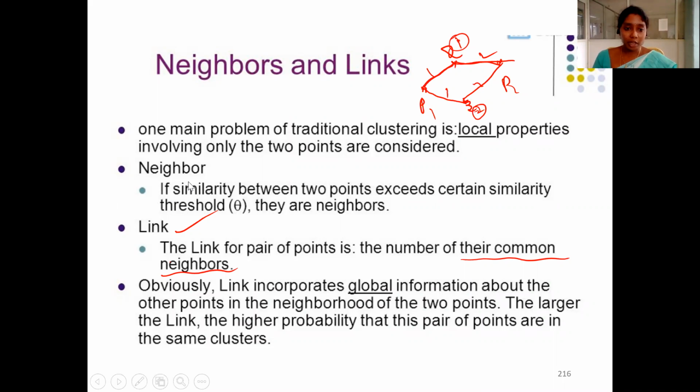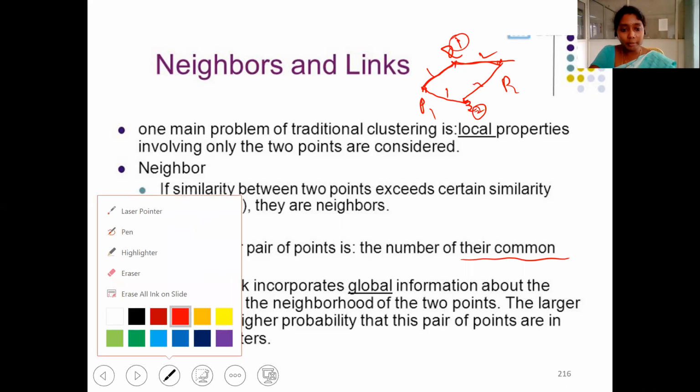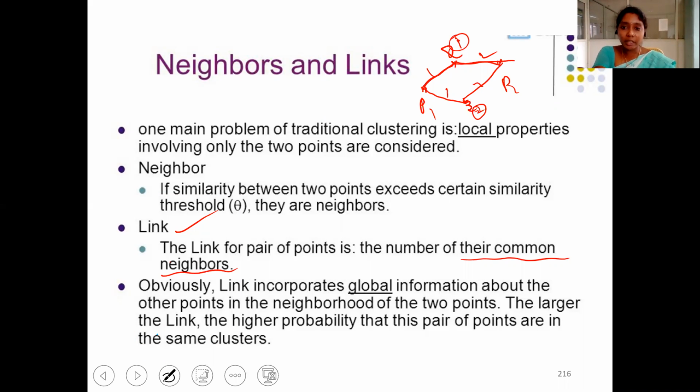So, coming to the neighbor count: if the similarity between two points exceeds a certain similarity threshold, they are neighbors. How can I decide that Q is a neighbor of P1 and P2, and Z is a neighbor of P1 and P2? Let me change the color. Suppose I say Q is a neighbor of P1 first. Just ignore the common neighbor for now. First, I need to say that Q is a neighbor of P1, and then calculate whether it is a neighbor of P2 or not.